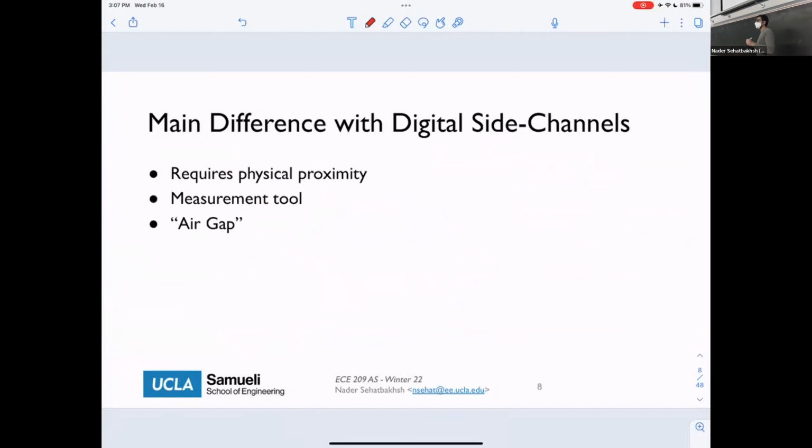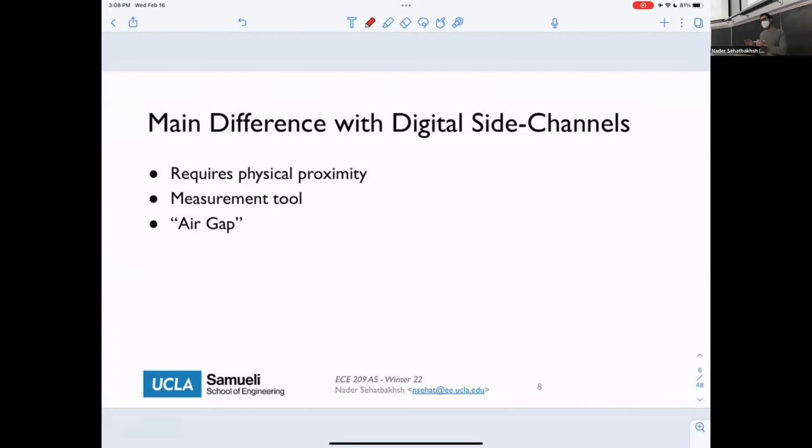Before going through the details of physical, we need to first understand the fundamental difference between physical and digital. As the name suggests, the major difference is physical proximity to the device. Since we are dealing with actual analog signals, we need equipment to measure them. In order to measure that, we need to be somewhat closer to the device rather than remotely launching an attack. For digital, essentially the physical location of the attacker does not matter. The attacker can launch the attack from anywhere in the world because the attacker uses the network, the internet, to reach the victim.